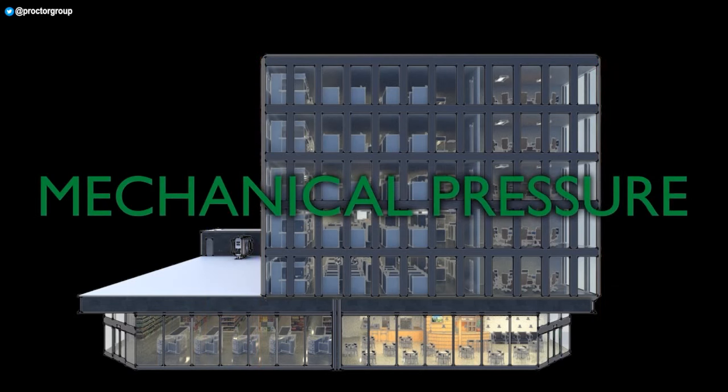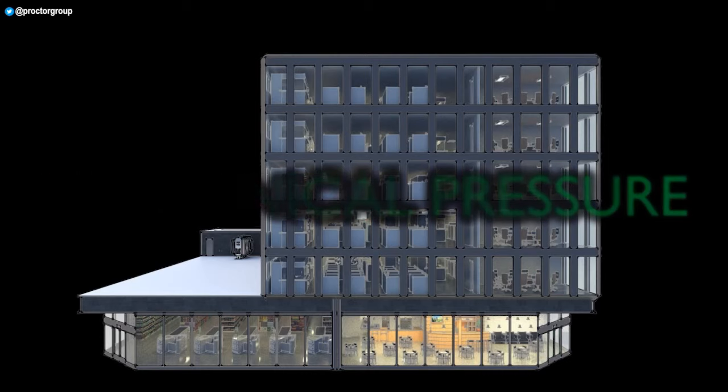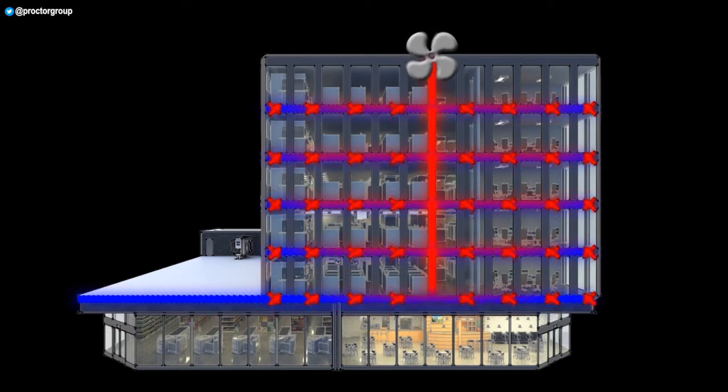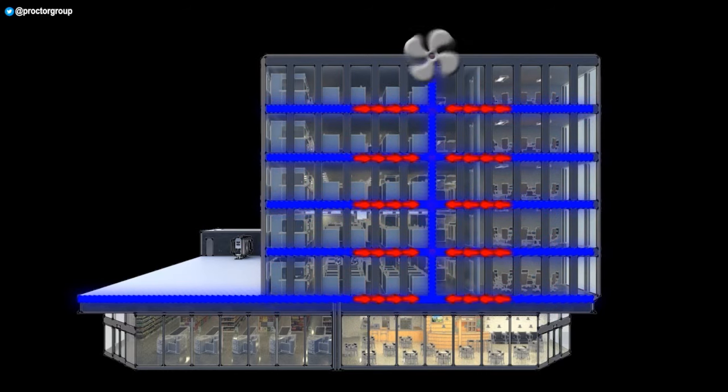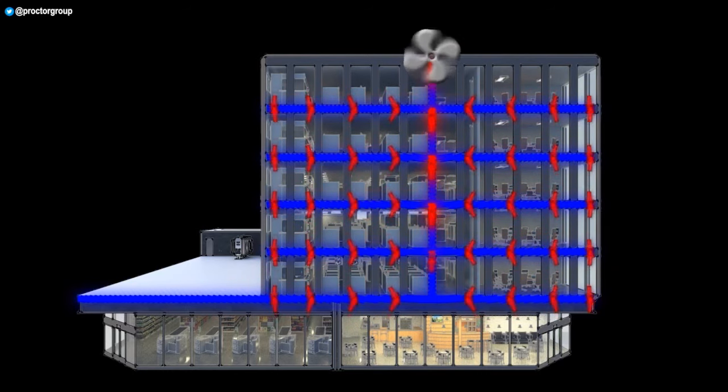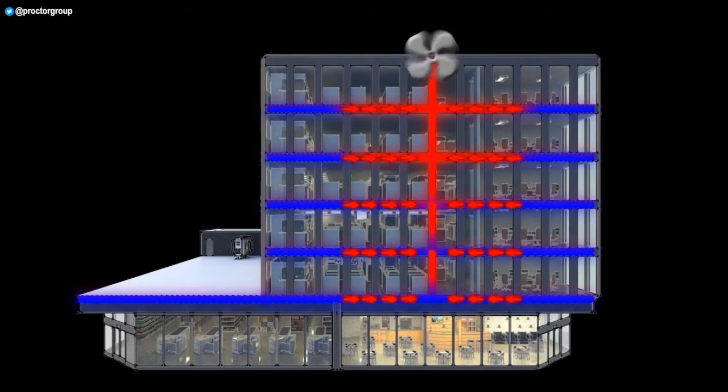Mechanical pressure. The final air pressure driver is mechanical pressure, associated with ventilation and air conditioning systems. In high-rise residential and commercial structures, large-scale air handling equipment is capable of creating substantial pressure drops within the building.